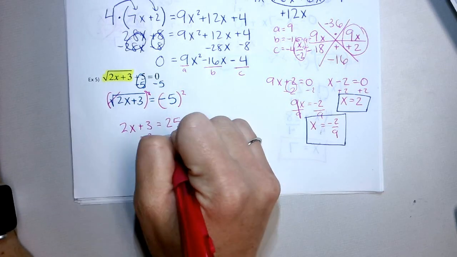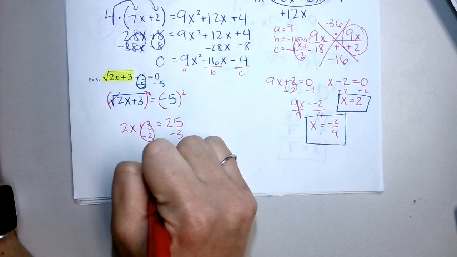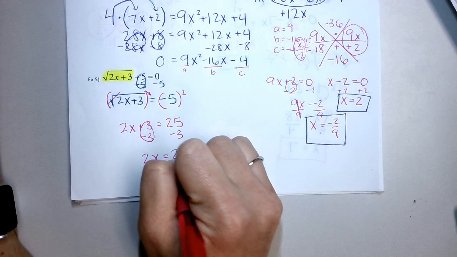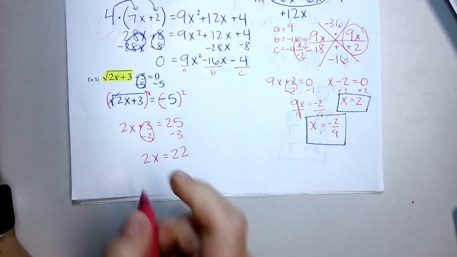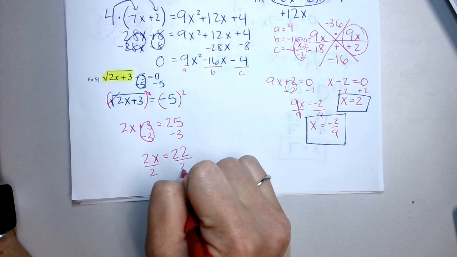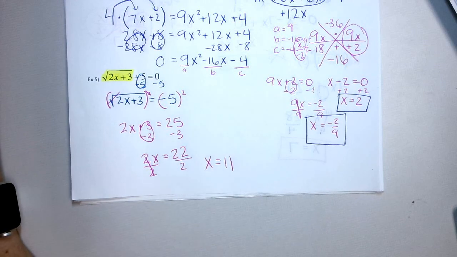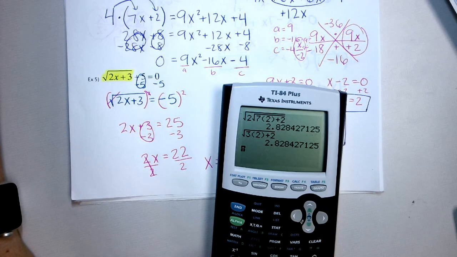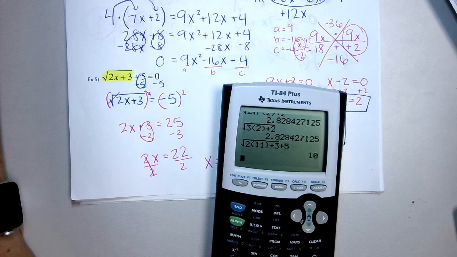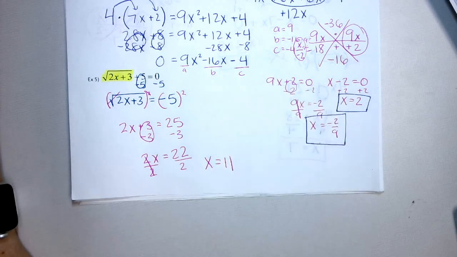Subtract 3 from both sides. And I get 2x equals what? Now what? And what do I get? 11. Am I done? Nope, gotta check it. So square root of 2 times 11 plus 3. Does it equal negative 5? Now it equals 5. So therefore, what's my solution here?